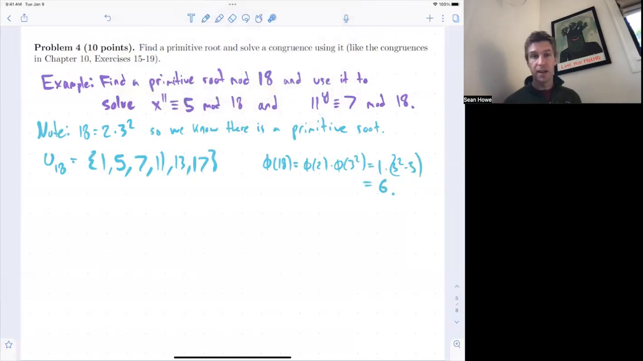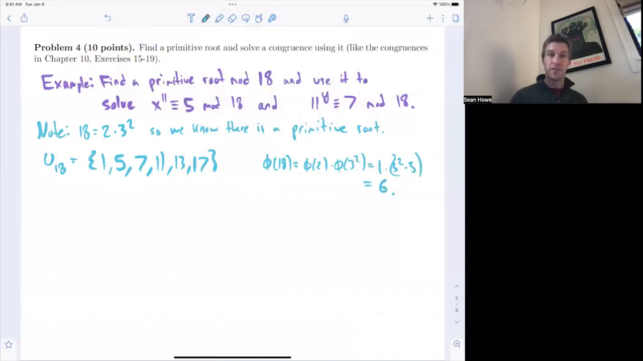Here's a good trick for this, by the way. I found 1, 5, and 7 by going through and checking in my head which ones had common factors with 18. But once I get halfway, the other ones are just going to be minus these ones. So 11 is minus 7 mod 18, 13 is minus 5 mod 18, and 17 is minus 1 mod 18. That's a little trick that makes it faster. You don't have to use that, and you can just go through all the numbers and check which ones have a common factor with 18, and write the ones that don't.